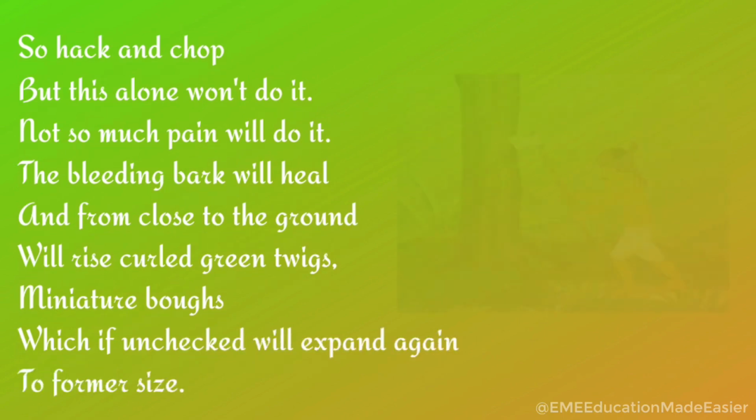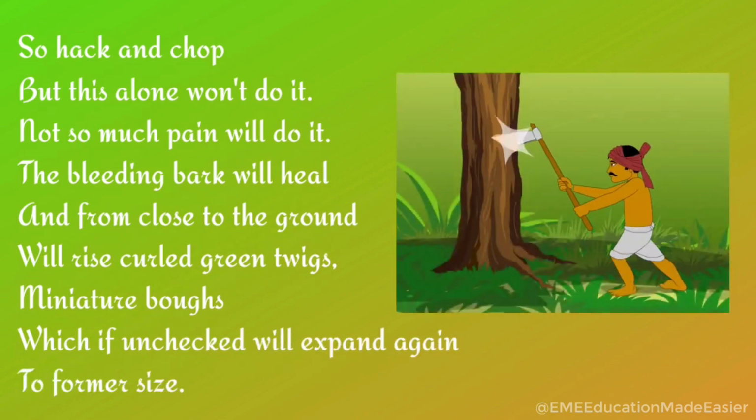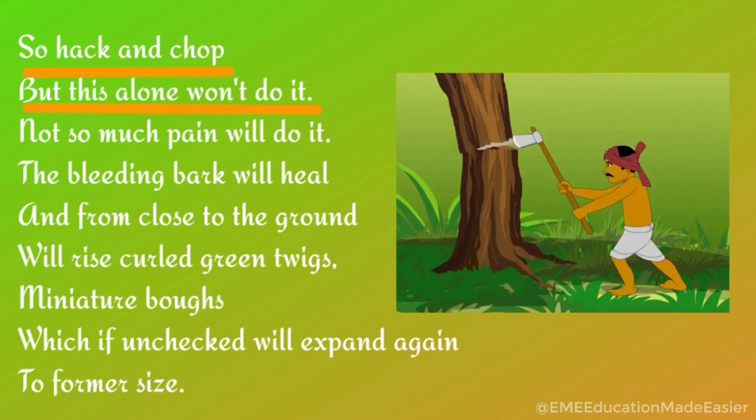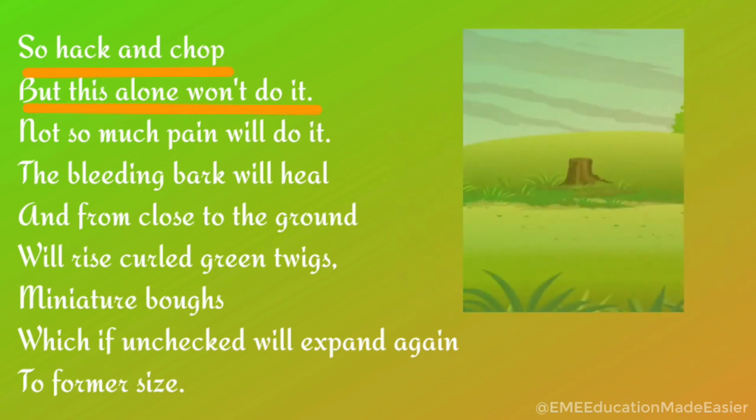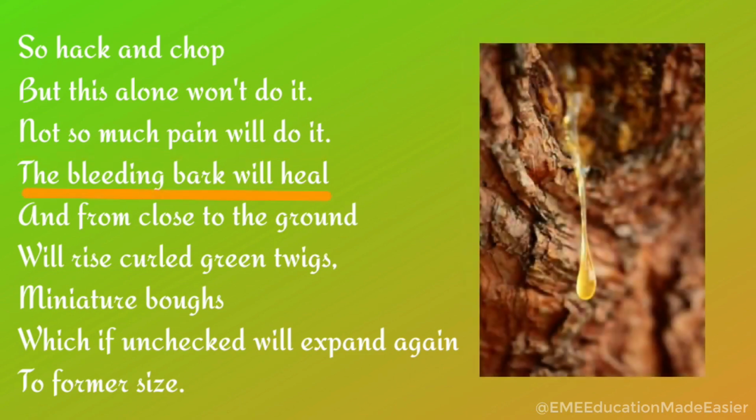In these lines, the poet addresses a person who is trying to kill a tree. The poet empathetically states that attacking a tree and cutting off its trunk or branches cannot cause its death. The powerful blows of the axe can only give pain and scars to the tree, but not put an end to its life. The injured trunk, with the sap oozing from its wounded bark, will certainly heal with time.